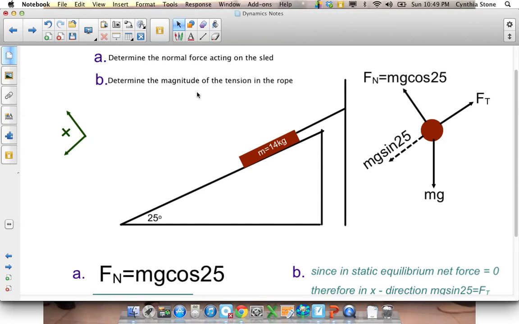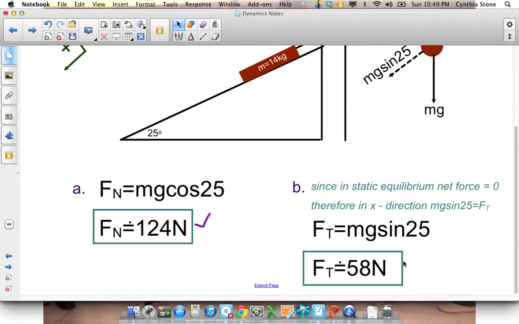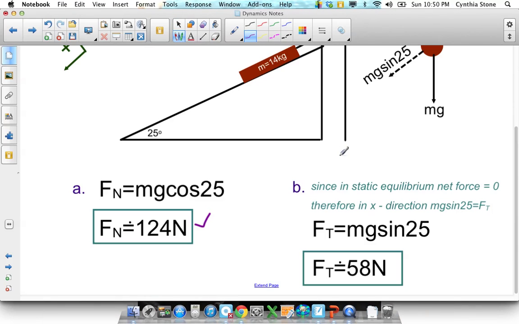And then I want to find the magnitude of the tension in the rope. Well, this is a system of static equilibrium. This thing isn't moving at all. That means that in this direction, which is my positive x direction, tension is equal and opposite to mg sine 25. So tension is just 14 times 9.8 times sine 25. I think the number is around the same order of magnitude, so it probably makes sense. And that's that example all done.